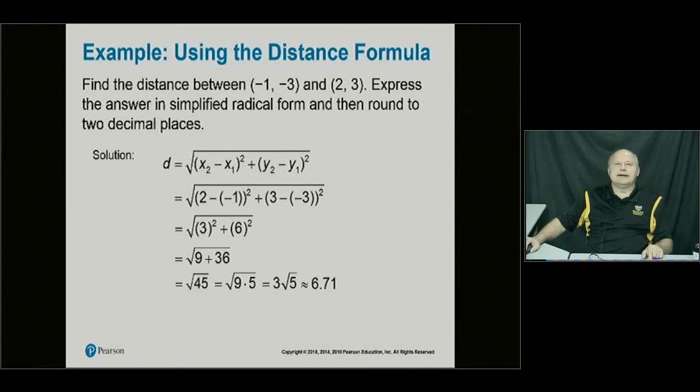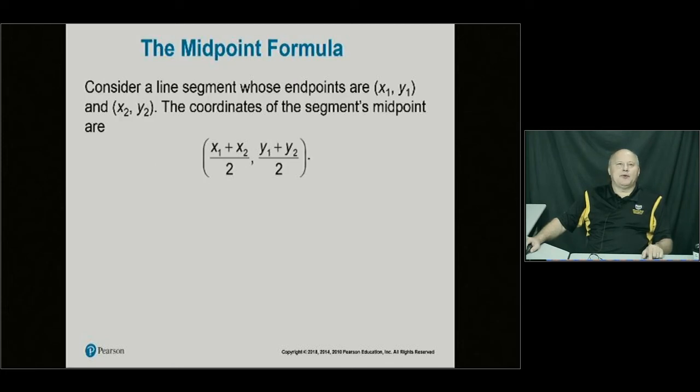So, all righty. Now let's talk about the midpoint formula. The midpoint is the point right dead center of the line segment that connects the 2 points themselves. It's kind of like the average. So consider a line segment whose points are x1, y1, and x2, y2. The coordinates of the segment's midpoint is the average of the x coordinates, so it's add them up, divide by 2.